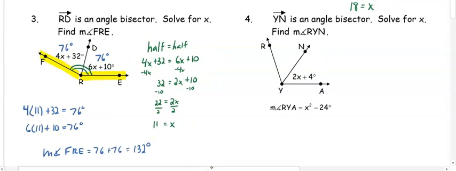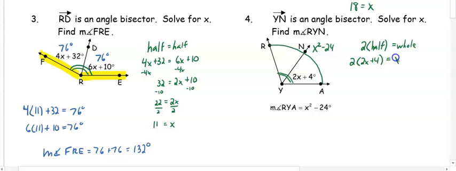In number 4, YN is an angle bisector. Solve for x. So if it's an angle bisector again, that angle is cut in half. We know that AYN is 2x plus 4 and RYA is x squared minus 24. So this time again we need 2 halves to equal our whole angle. So 2 times 2x plus 4 is equal to x squared minus 24. We can distribute: 4x plus 8 is equal to x squared minus 24.